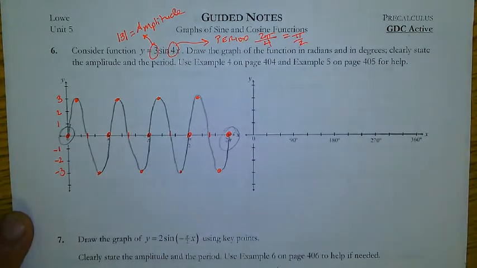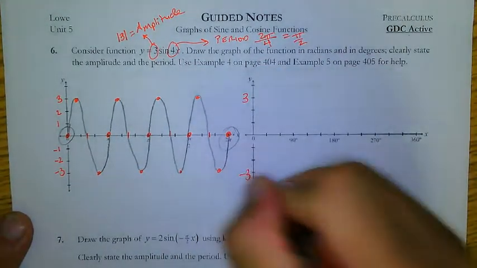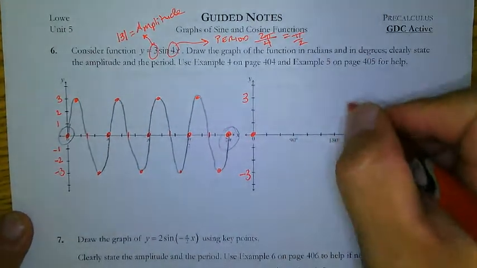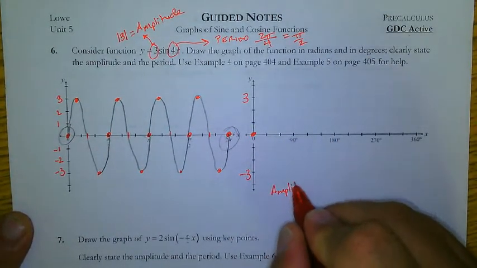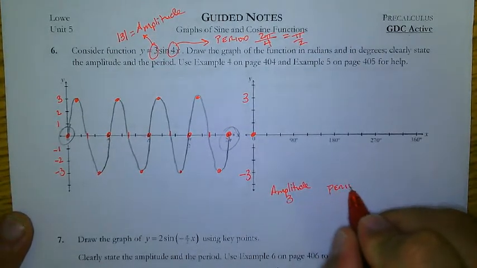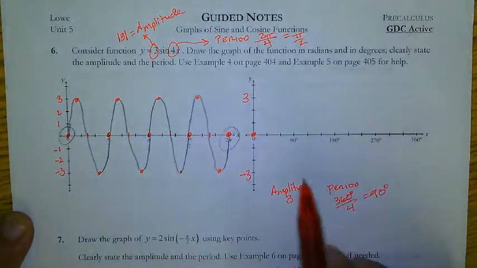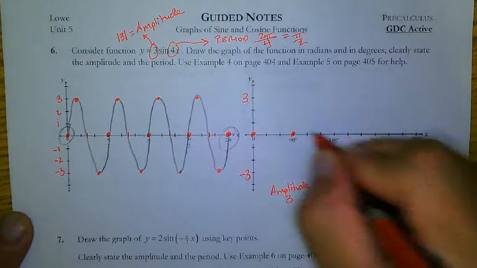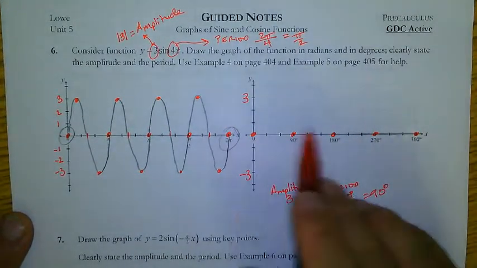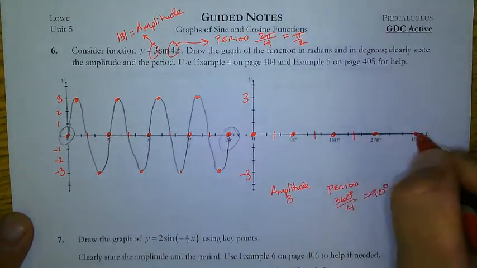I can do the exact same thing in degrees. Once again, always label your vertical axis, negative 3 to 3. Sine function starts at 0. We know it has an amplitude of 3, and we know we have a period of 360 degrees divided by 4, which is 90 degrees, then at each period, 0. And halfway between each pair of periods, 0 as well.